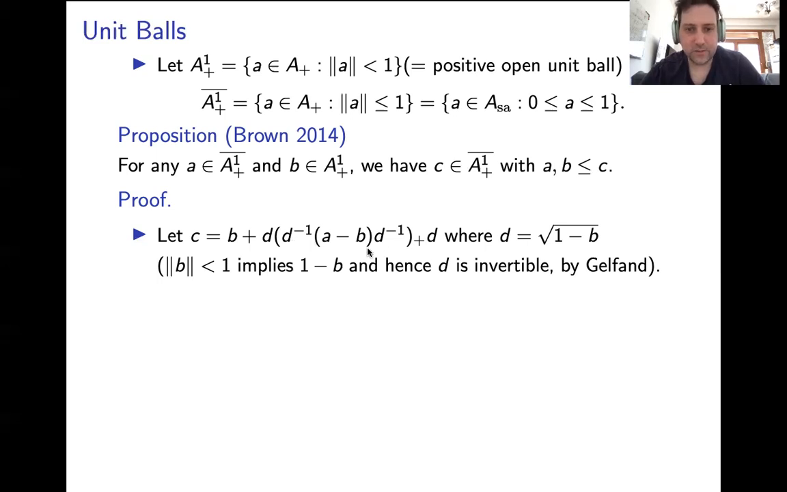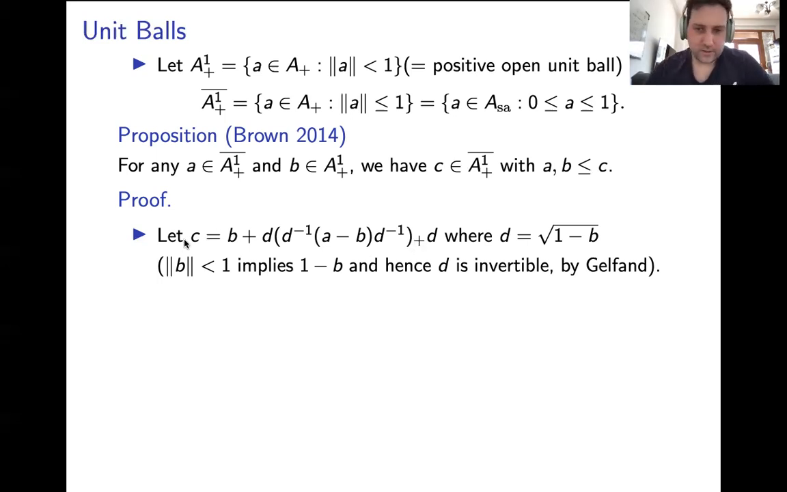So you're taking D inverse times A minus B, and you look at the positive part here. This is indeed the positive part of this element, exactly in the sense we were describing before, where you take any self-adjoint element and split it up into its positive and negative parts. So you're looking at just the positive part here.